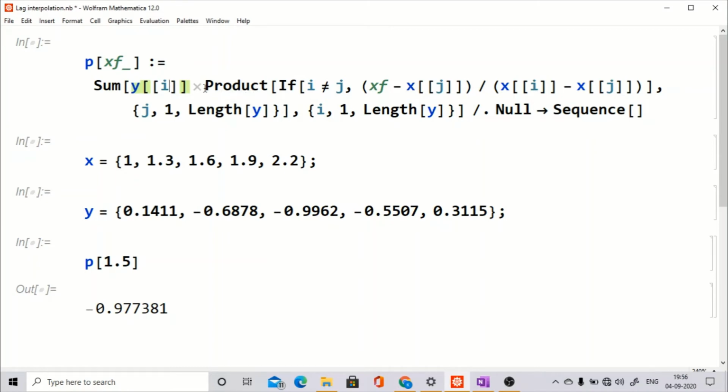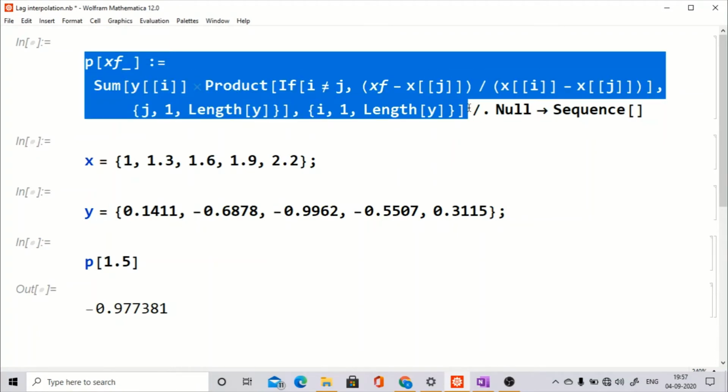Now there is a product, so pi, and if i is not equal to j, then it will be xf minus xj divided by xi minus xj. Everywhere you see that I have written x with double square brackets j, and here double square brackets i. So it is basically the ith and jth element of the x array and y array. You can't write this in single square brackets, so keep this in mind. So this is a very small program.